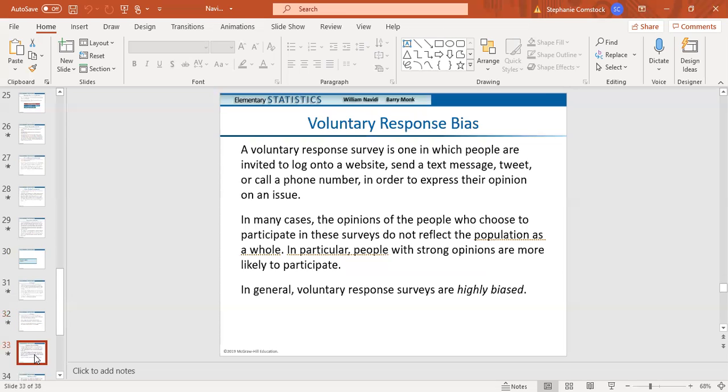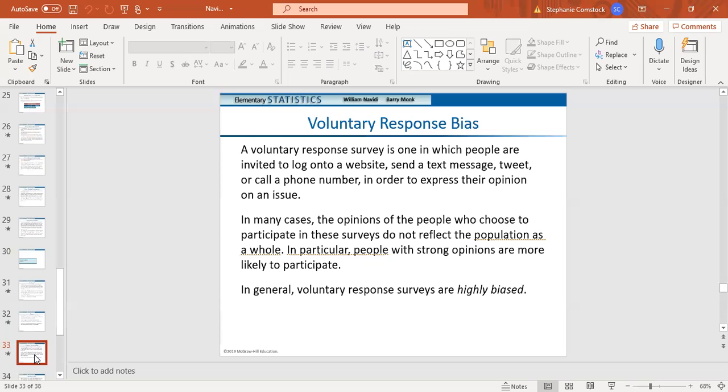So now, looking at a couple of ways that this is going to kick in. Voluntary response, we talked about these in section 1.3, or 1.2, somewhere there. This is where I get to choose whether or not I'm going to participate. In a voluntary response, this may be a website, a text message, a tweet, a phone number. We talked about news media outlets using these a lot to get their opinions. In many cases, we get those polar opposite extreme opinions. We get the ones that are very for it or very against it.